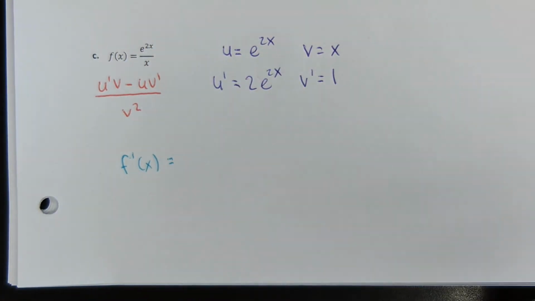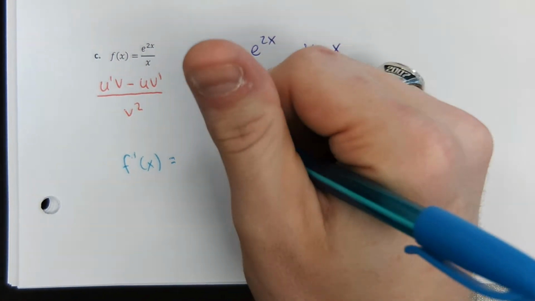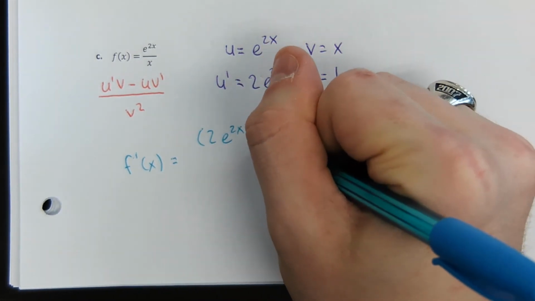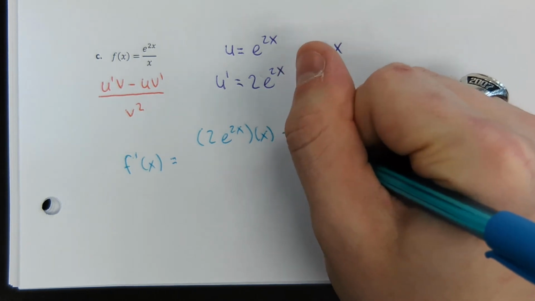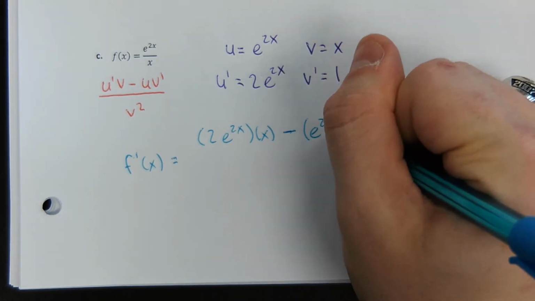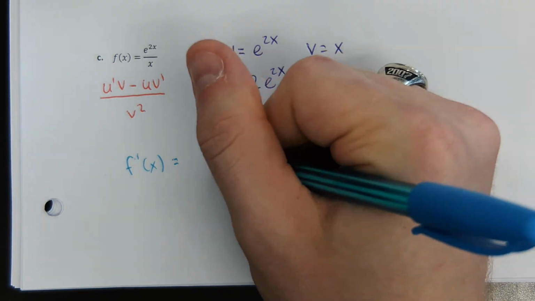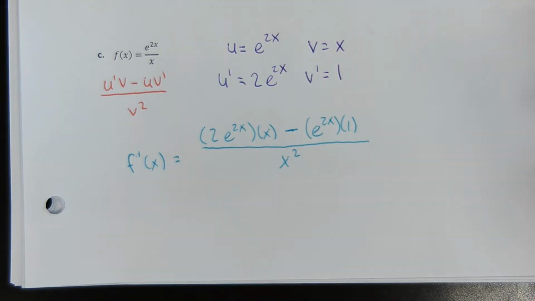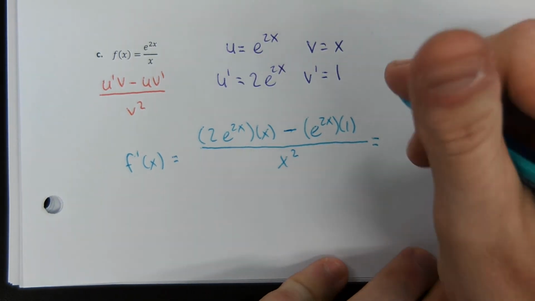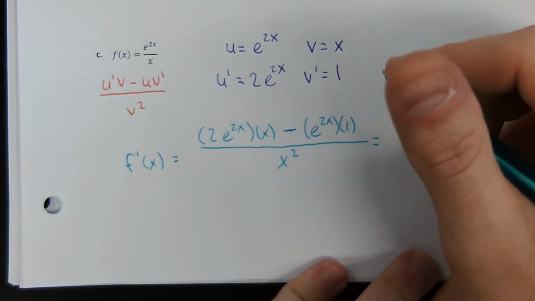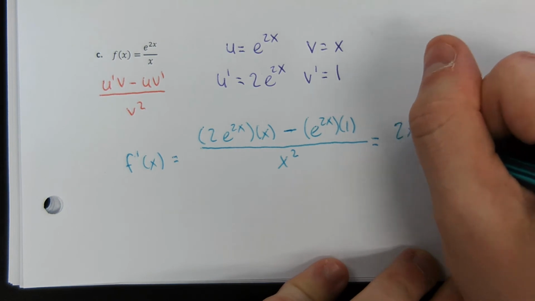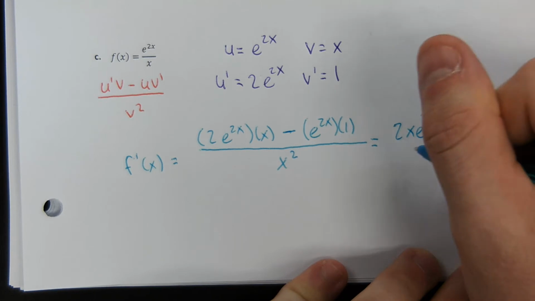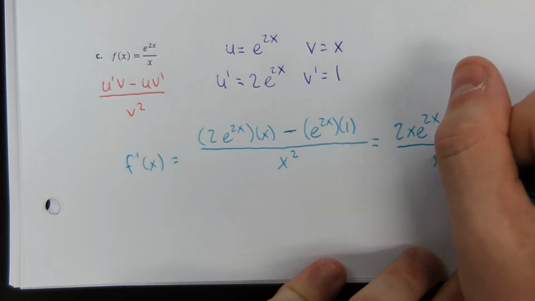Let's see what we get here. u prime v, so 2e to the 2x times x, minus u v prime, e to the 2x times 1. That makes life very easy, all over v squared. There's really not much to clean up, to be honest with you. It's really just drop the parentheses. I'm going to move this x to between the 2 and the e just because it feels better. 2x e to the 2x minus e to the 2x over x squared.